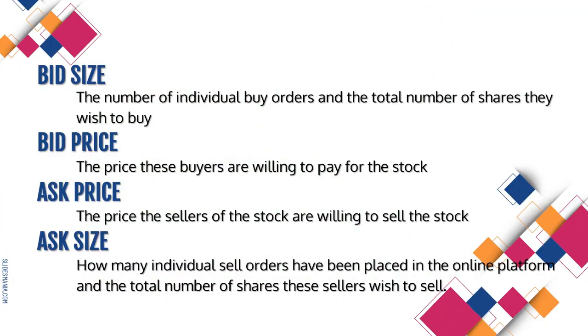In the table, the terms mean the following: bid size, the number of individual buy orders and the total number of shares they wish to buy. Bid price, the price these buyers are willing to pay for the stock. Ask price, the price the sellers of the stock are willing to sell the stock. Ask size, how many individual sell orders have been placed in the online platform and the total number of shares these sellers wish to sell.